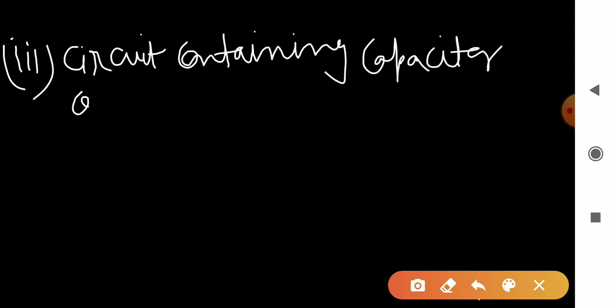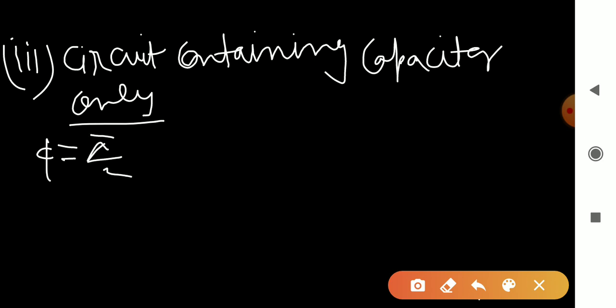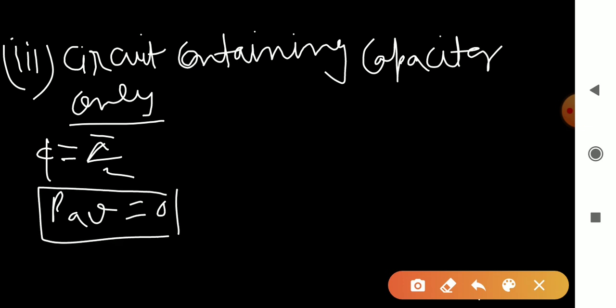So in this case, the phase angle between E and I is pi by 2. So average power is 0. Average power is 0 when the circuit contains a pure inductor and pure resistor. Clear?